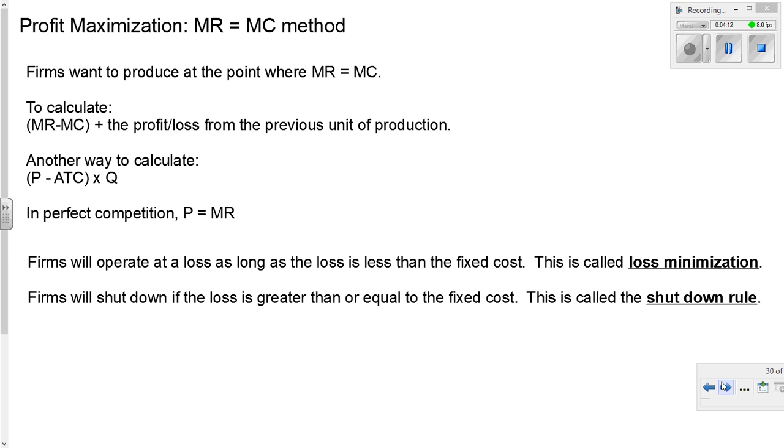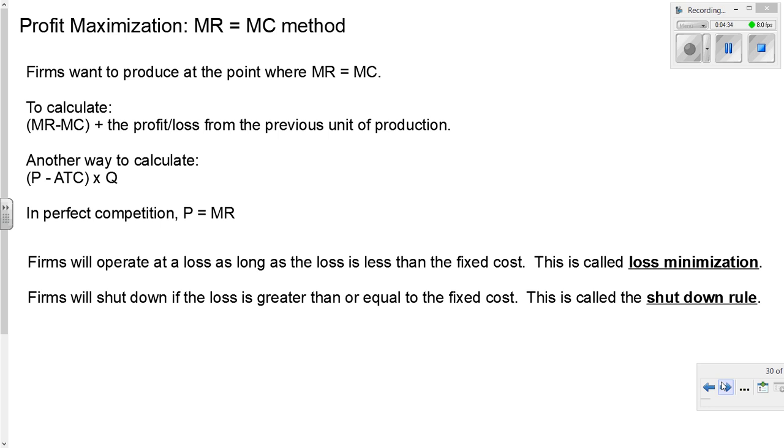The other way in which firms can calculate profit is called the MR, the marginal revenue equals marginal cost method. Firms want to produce at or above the point where the marginal revenue is equal to the marginal cost. Now this gets a little tricky to calculate. There are two ways to do it. The way your book is going to tell you to do it, I think is a little confusing.